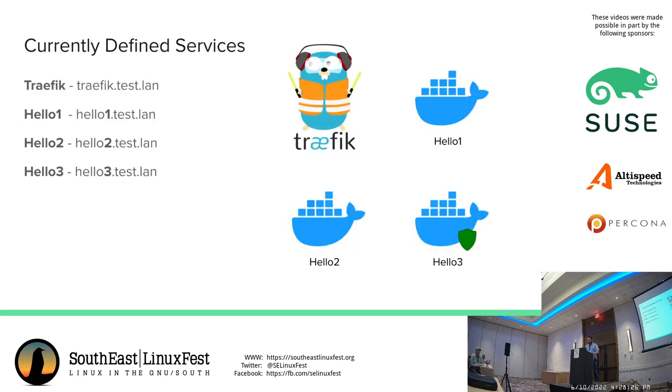So from the configuration files we looked at, we currently have 4 defined services. That's 3 Docker containers running example HTTP services and also Traefik. Traefik has read the configuration and is routing the services using the rules we applied with the labels, and Hello 3 should have an HTTPS redirect. So let's test out the other 3 services.